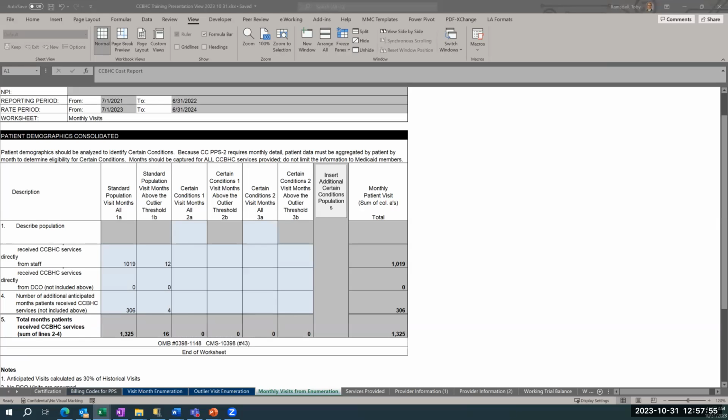Okay, this is Mike. I'm going to agree with what you had said, that there would only be one payment per month per member, even if they were seen in the DCO and the actual CCBHC. There has to be a way that would just be counted as one. All right, thanks, Mike.